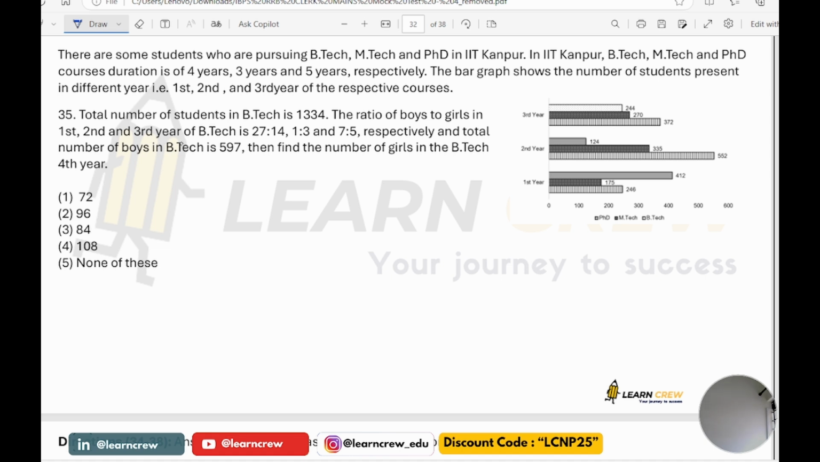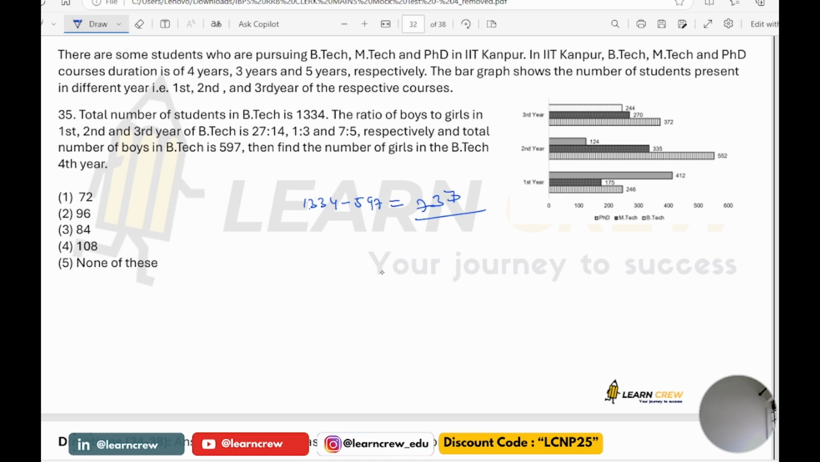In first, second and third year of BTech is 27:14, 1:3, 7:5. Total number of boys in BTech is 597. Find number of girls. So here 1334 minus 597 is the remaining. Remaining how much? 14 minus 7, 7. 12 minus 9, 3. And then 12 minus 5, 7. 737. Am I correct?